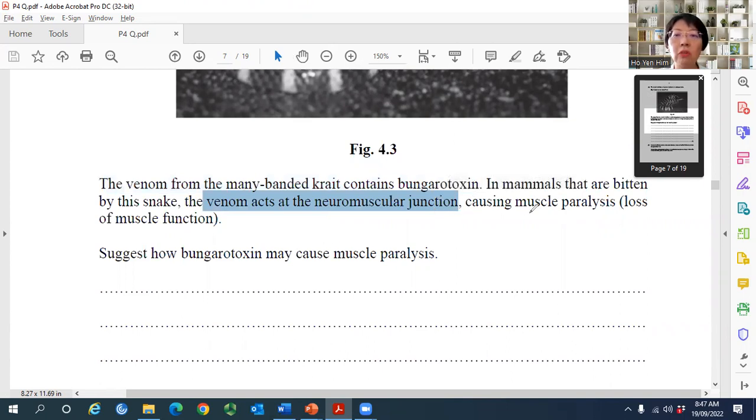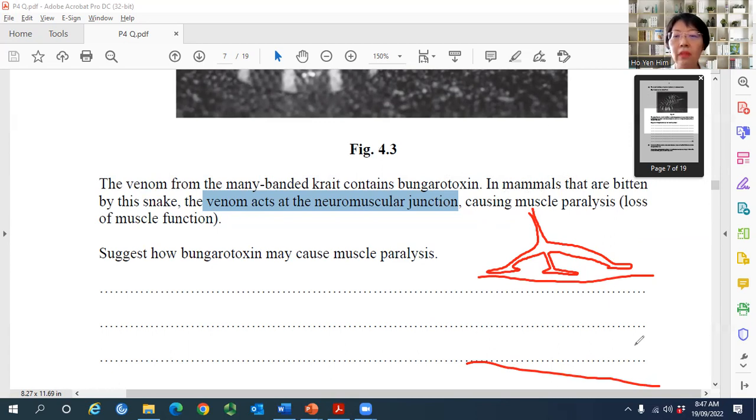Now, neuromuscular junction means it involves the presynaptic neuron, right? This is the presynaptic neuron. This is a synapse, and this synapse is attached to the muscle cell. So they want you to talk about this whole region here, because this whole thing is the neuromuscular junction. What happened to this that caused muscle paralysis?